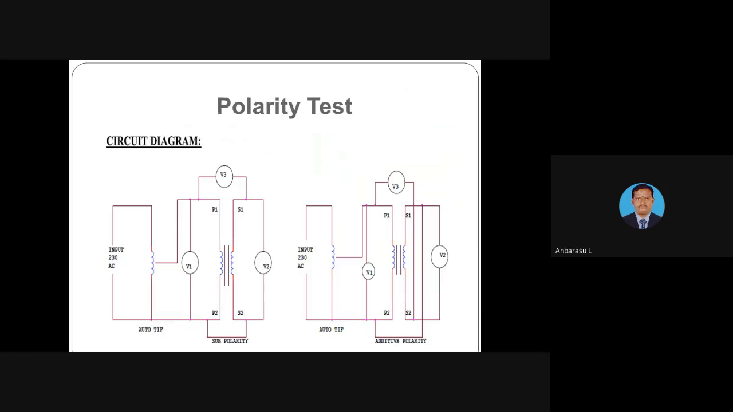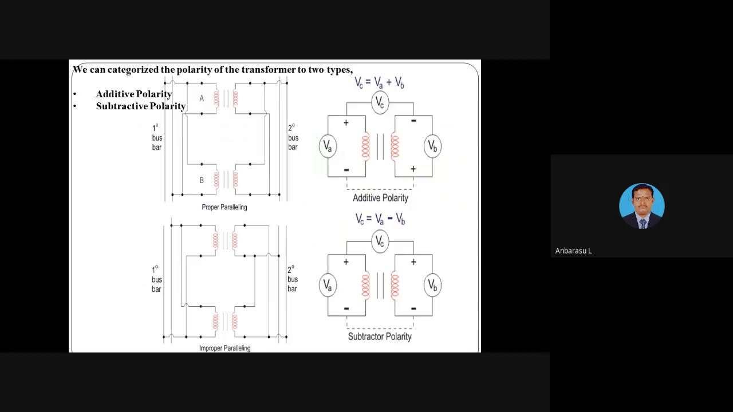Then another test we have to conduct is the transformer polarity test. Here the additive polarity and the subtractive polarity circuit diagrams are available. VA plus VB equal to VC is the additive polarity. Same thing, VC equal to VA minus VB means it is the subtractive polarity. So based on their connections, we have to determine the polarity of the transformer, measured based on the two types, additive polarity and subtractive polarity.